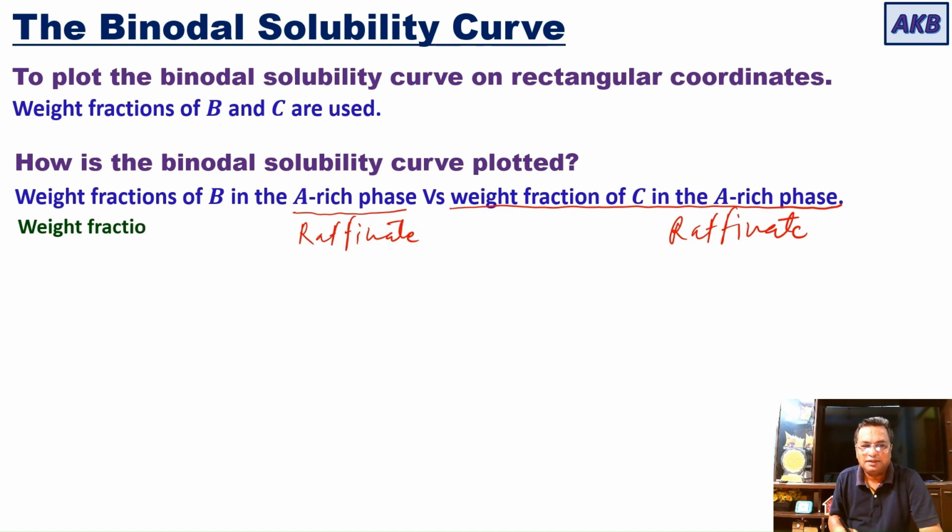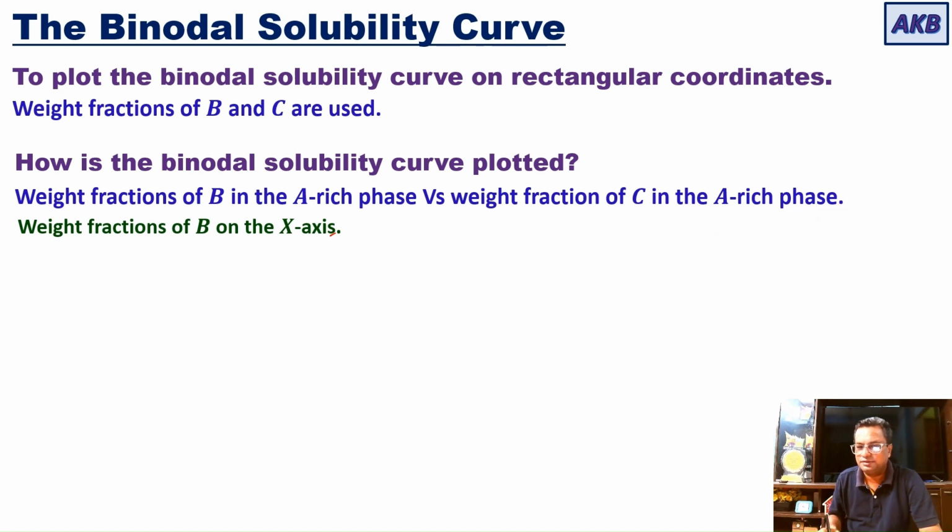And then how it is plotted, I have written over here. So let me tell you. In order to plot weight fractions of B against weight fractions of C in the A rich phase, what is done? Weight fractions of B are plotted on the x-axis, and corresponding weight fractions of C are plotted on the y-axis. So this gives one part of the binodal solubility curve.